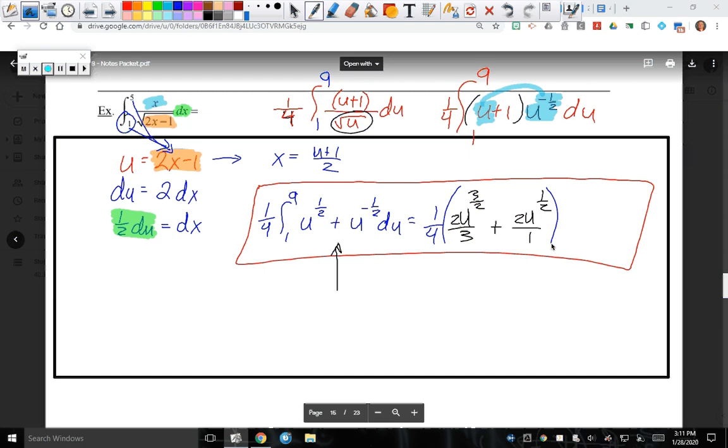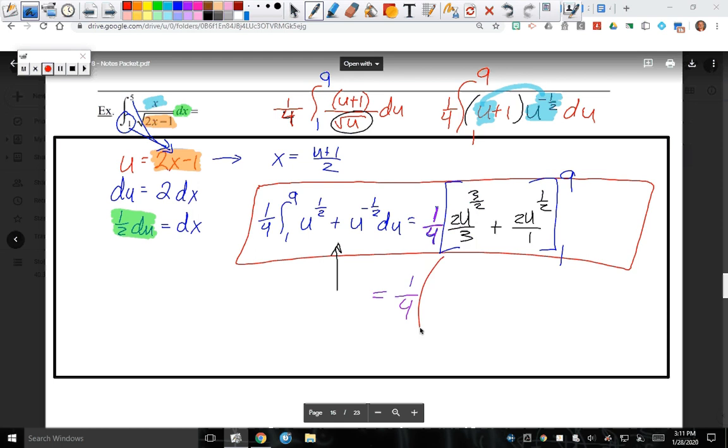Oh, nice catch. There's no plus c because this is definite. So we need the balance. But look, I'm going to keep this 1/4. And right here is what we were talking about with Omar earlier. I would put this from 1 to 9, and after I got that answer, I would then multiply with 1/4. So let's see what we get.